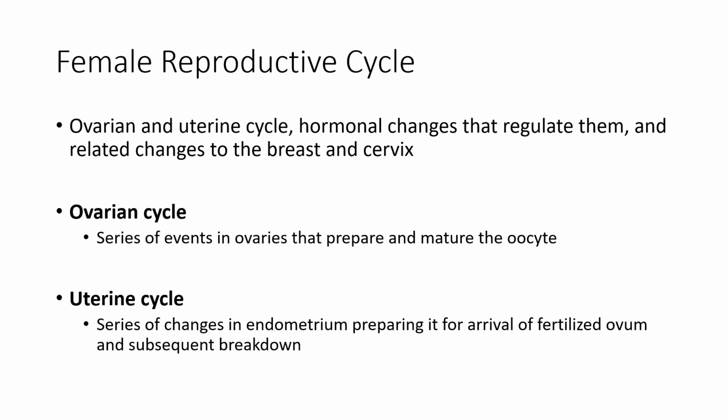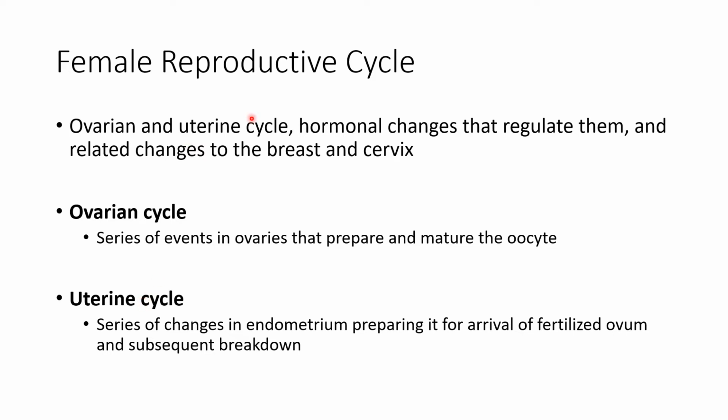Hello everyone, and welcome to part 2 on the female reproductive system. Today we're going to be going through the actual cycle. So in the last video we looked at the process of oogenesis and follicle formation, and now we're going to tie that in to what's going on in both the ovaries and the uterus.